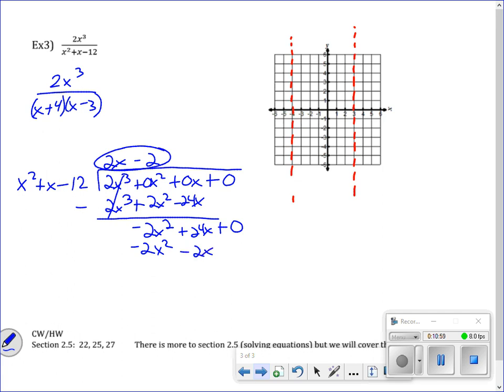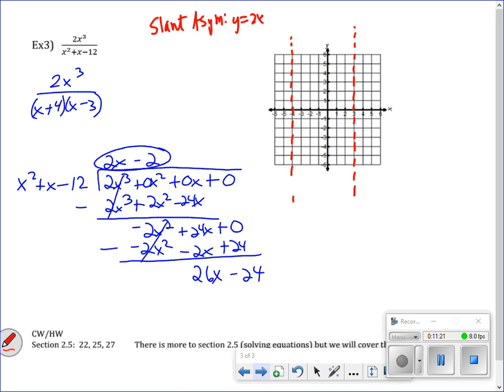Minus 2x, and then that would be plus 24. So when I subtract, that's gone. I get 26x minus 24. So that's my remainder, but again, my asymptote is already known to me. So 2x minus 2. So my slant asymptote is y equals 2x minus 2. My vertical asymptotes are x equals negative 4 and x equals 3. And I have no horizontal because I have a slant asymptote. So 2x minus 2. So here's minus 2, up 2 over 1. So that's good enough. All right.